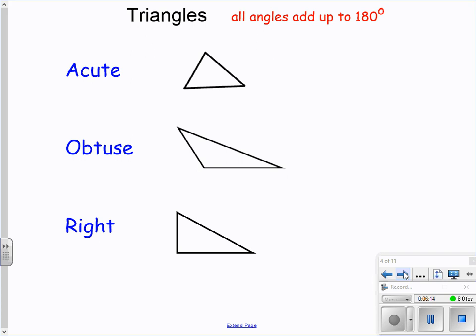I believe in an acute triangle, all the angles are smaller than 90 degrees.